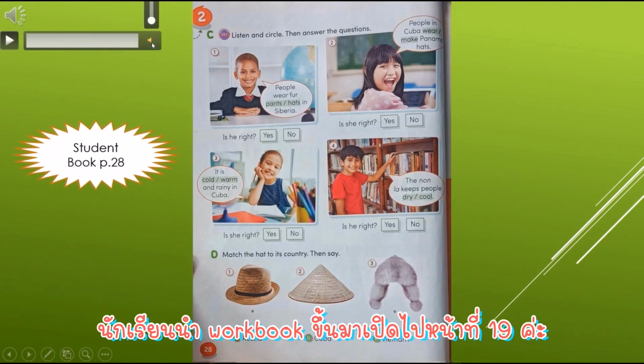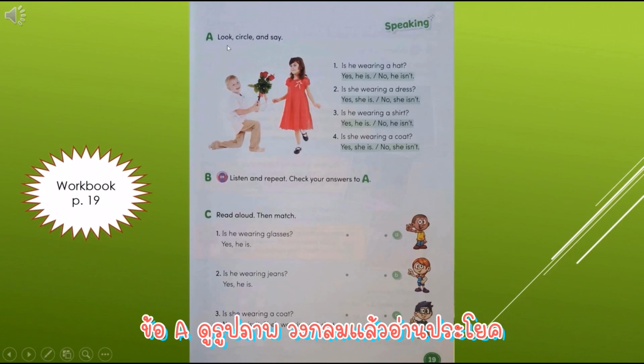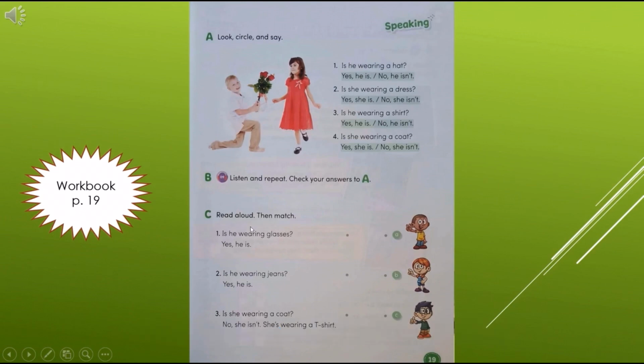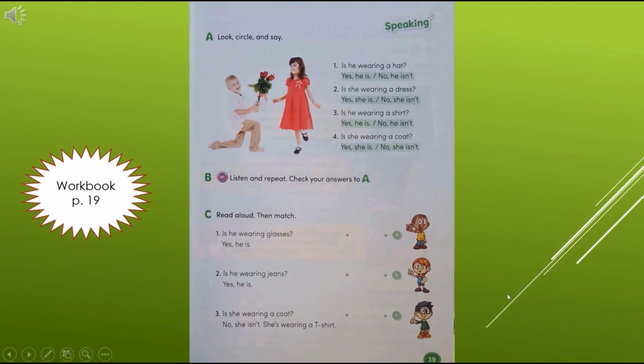Okay, now you go to your workbook. I want you to answer your workbook page 19. Letter A, you just circle. Look, circle, and say. So you circle the answer. And then in letter C, you have to match. Read and match. Okay?